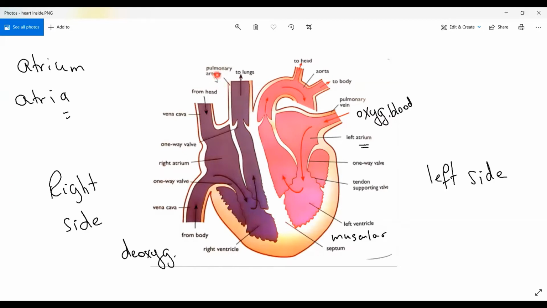Anything called pulmonary means it is related to the lung. This means that this artery is going to allow the blood to reach the lungs. We have two lungs, that's why this artery is divided as soon as it gets out of the heart into two branches, one for each lung. So the deoxygenated blood is going to move from the right ventricle to the lungs through this pulmonary artery.